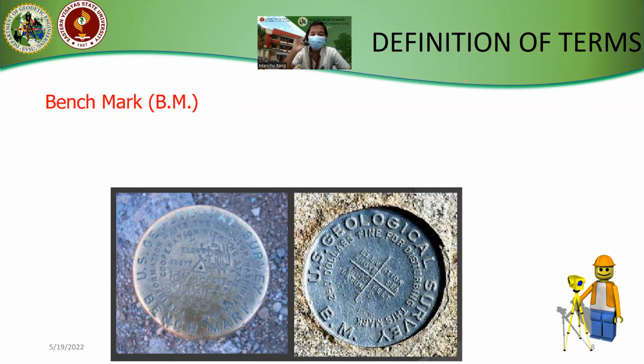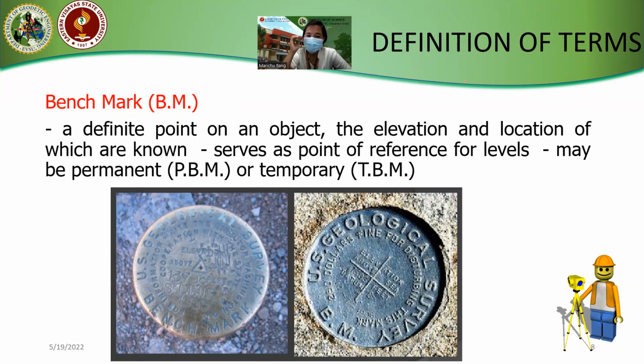So when I say benchmark, this is a definite point of an object, the elevation and location of which are known, serving as a point reference or level. If we already have a datum that we are going to use, then to observe or make use of that datum, we mark a specific point on the ground in which we already know the elevation. And then we are going to establish this. So this is an example of a benchmark.